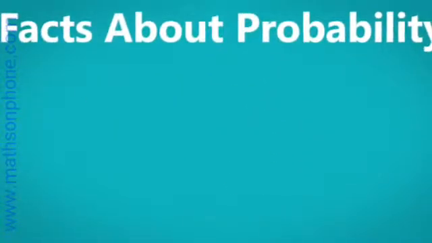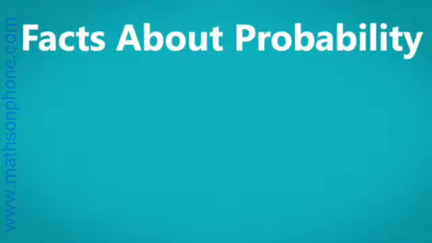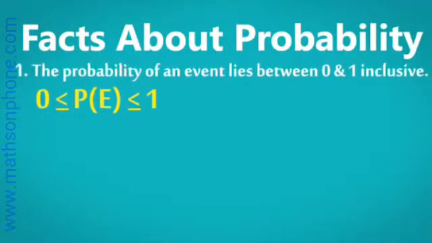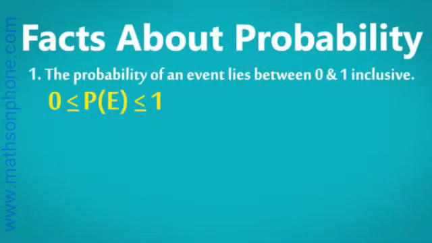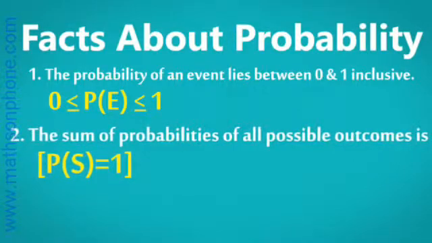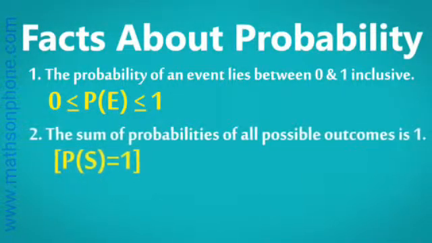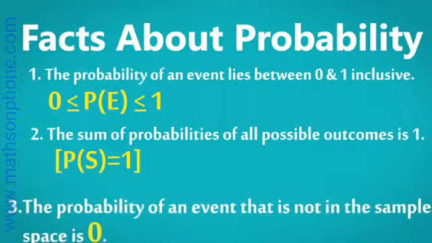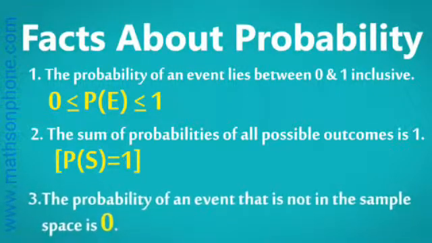Now, a few facts about probability we can state are: the probability of an event lies between 0 and 1. The sum of probabilities of all possible outcomes is 1. The probability of an event that is not in the sample space is 0.